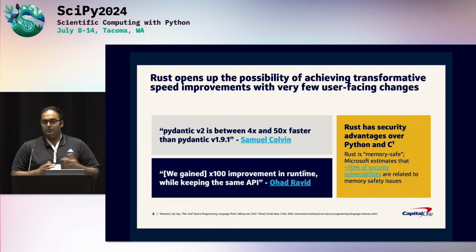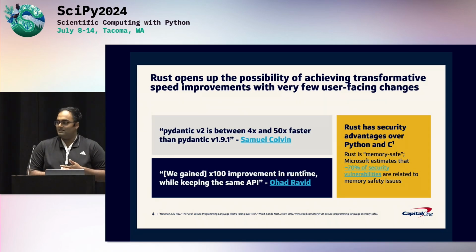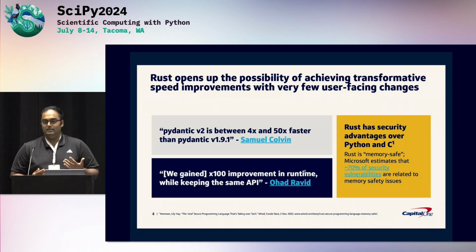And there are other advantages of Rust as well. Microsoft estimates that 70% of vulnerabilities are related to memory safety, and Rust is memory safe. I'm sure many people here have had the experience of getting high vulnerabilities on their production pipelines and needing to scramble to fix those. So if we can tackle even a fraction of those, we have far fewer headaches to deal with.